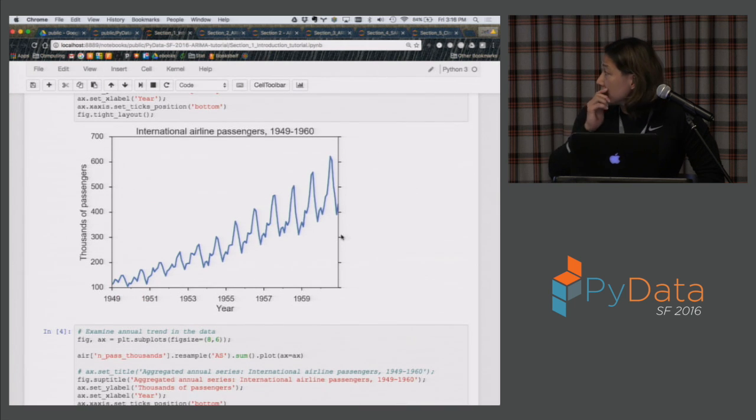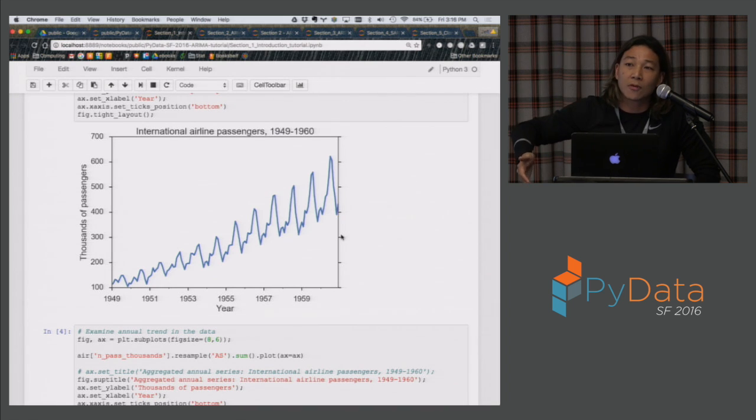So these fluctuations here, because this is an airline passenger traveling series, as you can imagine, there is something called seasonality. At certain times of the year, the fluctuations may go up, and at certain times of the year, the fluctuations may go down.